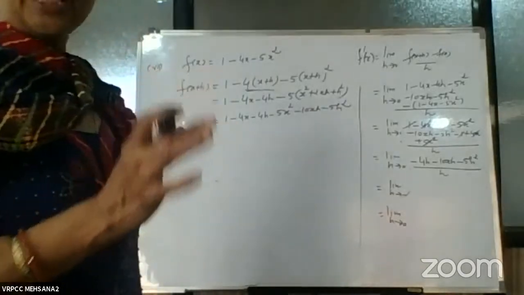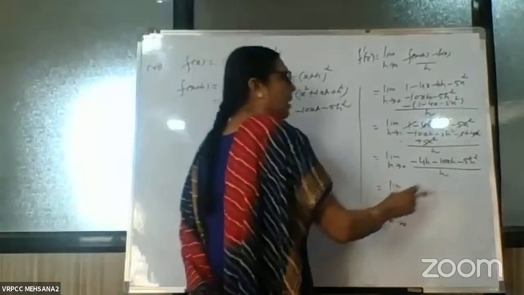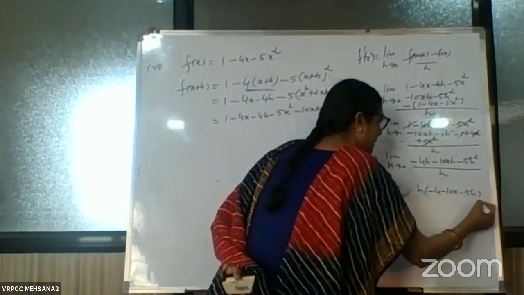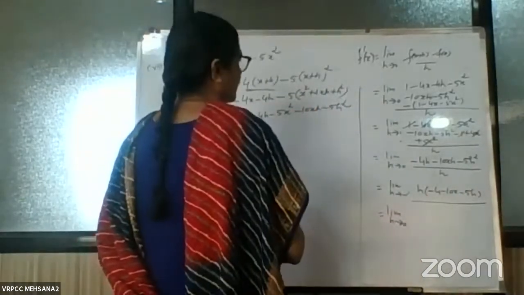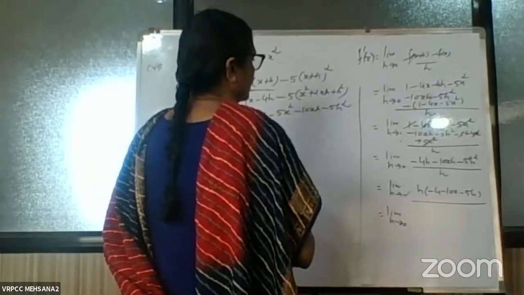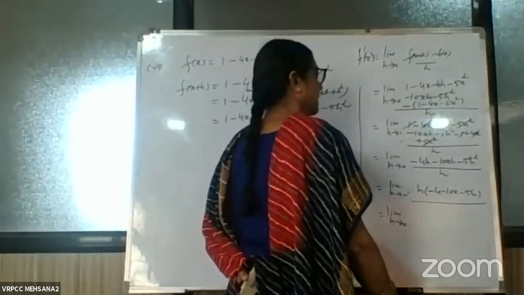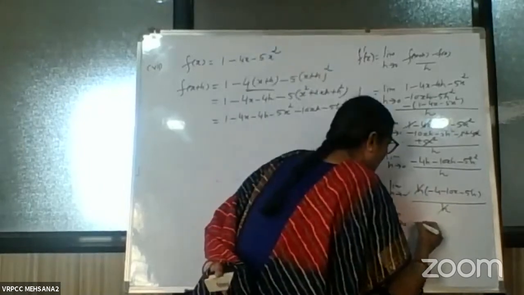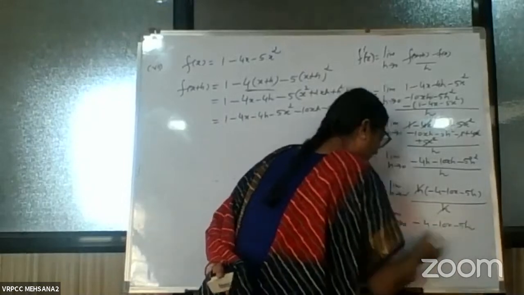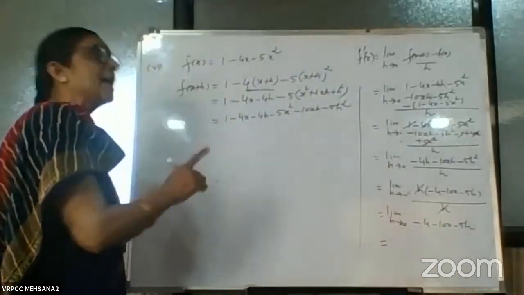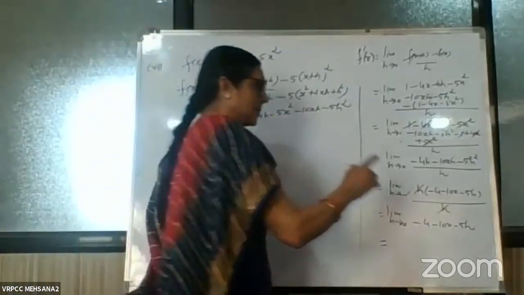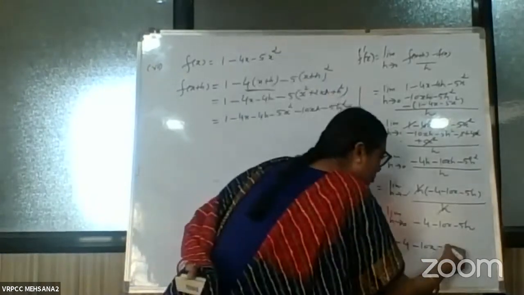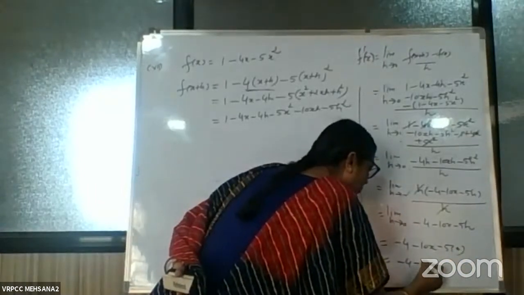Now the further procedure is the same as in all examples. Take h common from the numerator part, upon h. h and h cancel: minus 4 minus 10x minus 5h. And now put h equal to 0 wherever h appears. In minus 4 there is no h. Minus 10x, no h. Minus 5 into 0. So the final answer is minus 4 minus 10x.